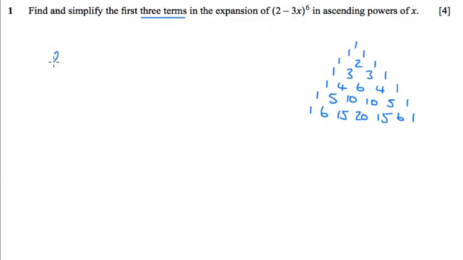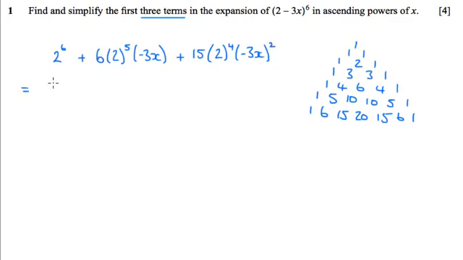So the 2 is going to start off with the highest power of 6. That's going to be times by 1, so I don't need to write it down. And the x term will be to the power of 0, which is also 1, so I don't need to write that down. So it's just 2 to the power of 6 for the first term. The second term, and I'm going to tidy everything up later, I'm just going to write all the terms down first, is 6, times 2 to the power of 5, and times minus 3x to the power of 1. So they're just minus 3x. And then the third term is going to be 15 times 2 to the power of 4 times minus 3x to the power of 2.